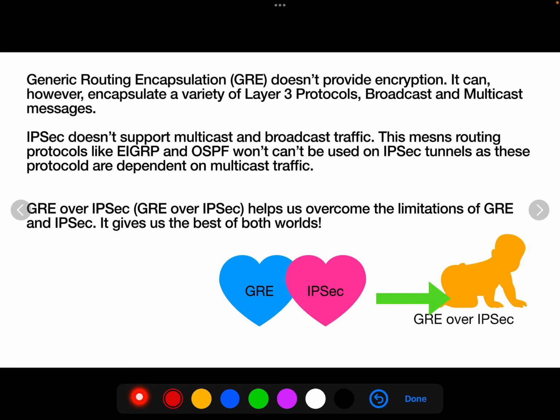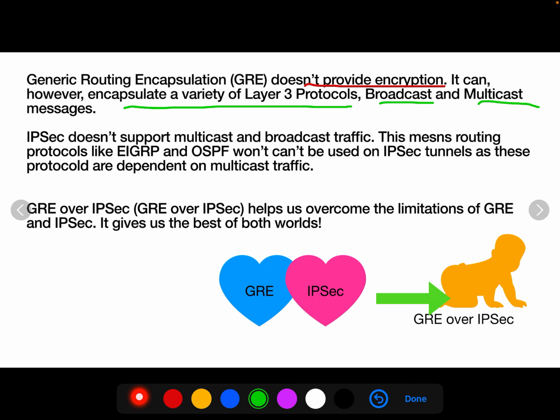Now, generic routing encapsulation. This is something that's used for encapsulation. It encapsulates a wide variety of layer 3 protocols, broadcast and multicast messages. But one of its downsides is that it doesn't provide encryption. It's not secure. Now, IPsec doesn't support multicast and broadcast traffic, so like GRE, it doesn't support that.